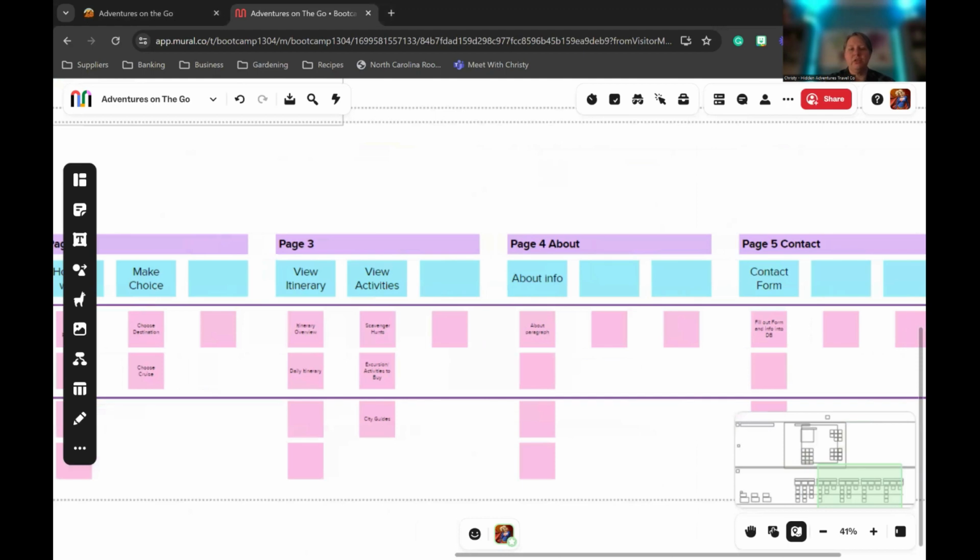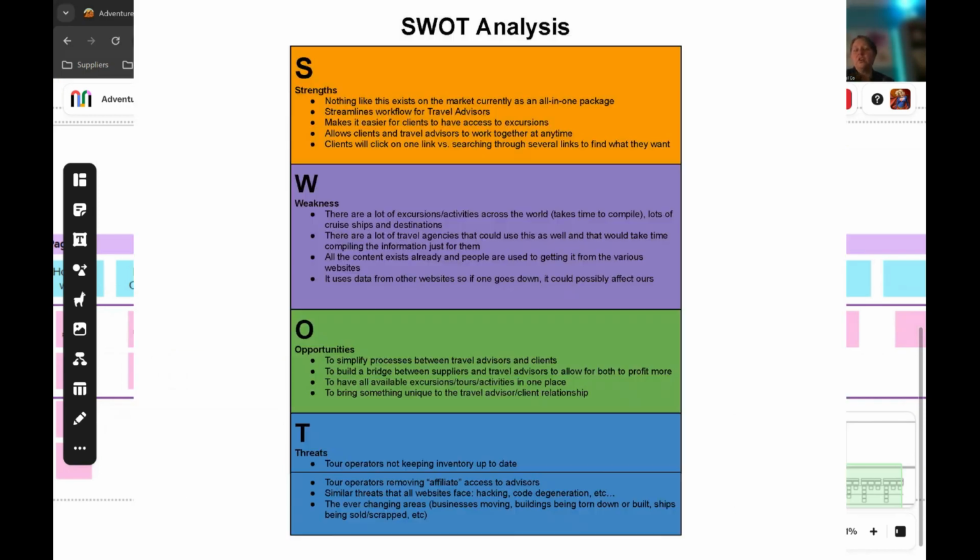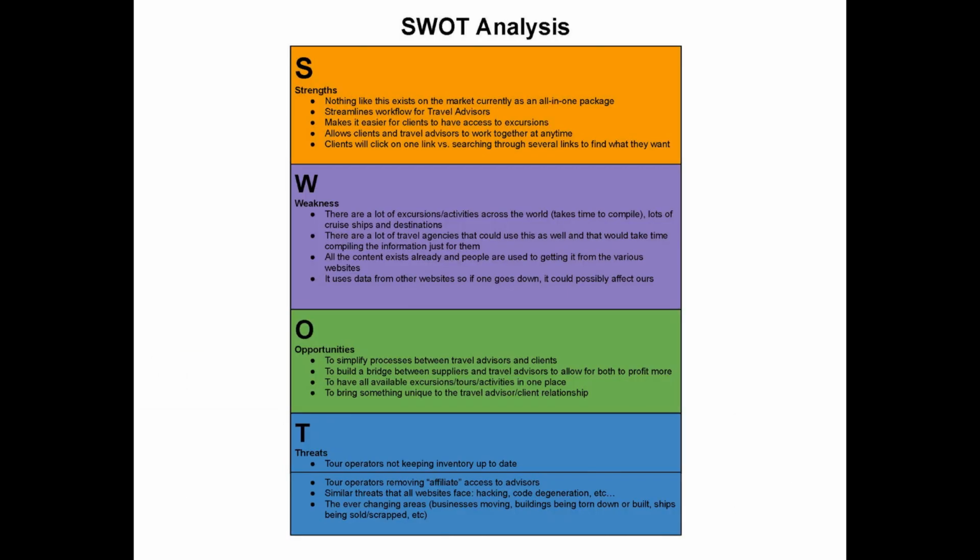The next thing I'd like to show you is our SWOT analysis, which is where we go over the strengths, weaknesses, opportunities, and threats. Our strength is there's not really anything like this on the market currently as an all-in-one package. All of these items are currently on the market, currently available. We all do it. I'm just trying to put it all in one package. I mean, it's going to streamline our workflow, make things easier for us and our clients to have access to things they already have access to. Just make it a little easier, a little more seamless.